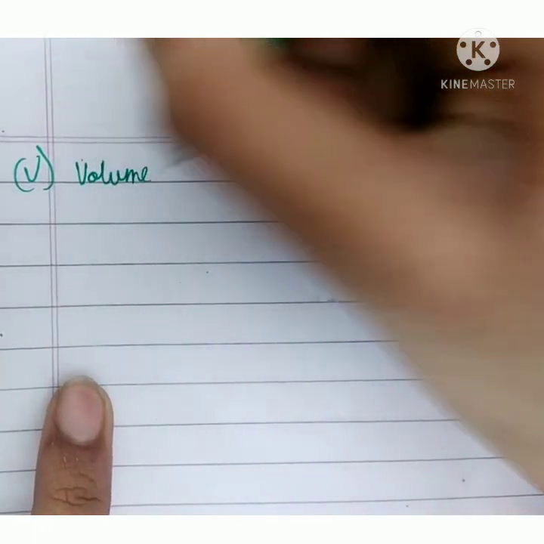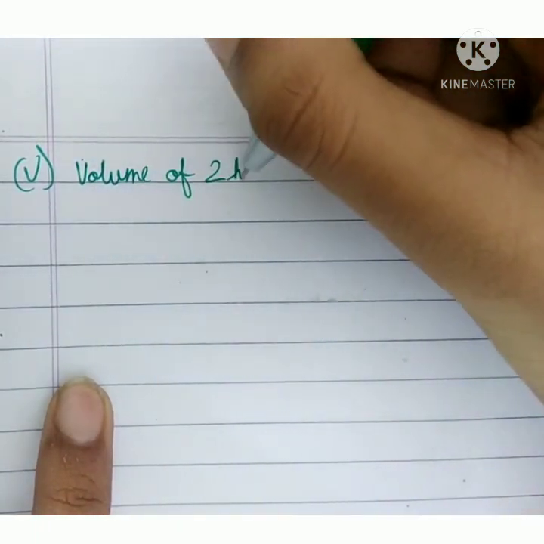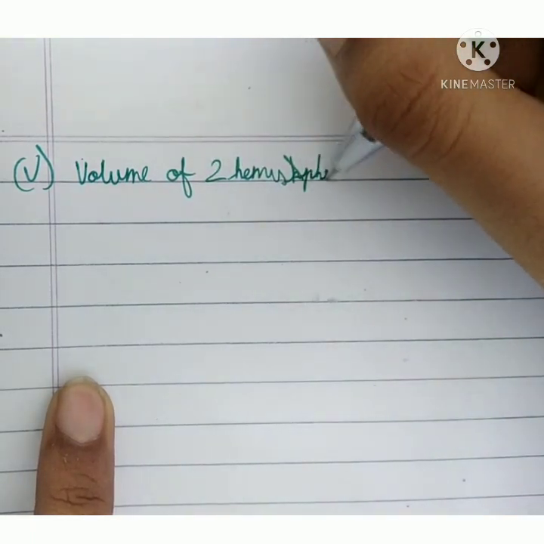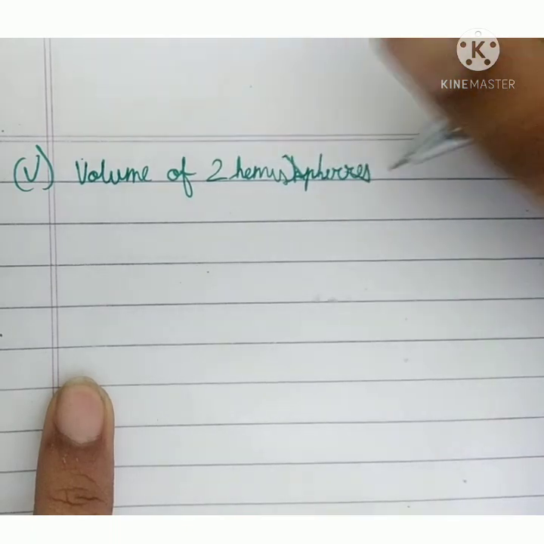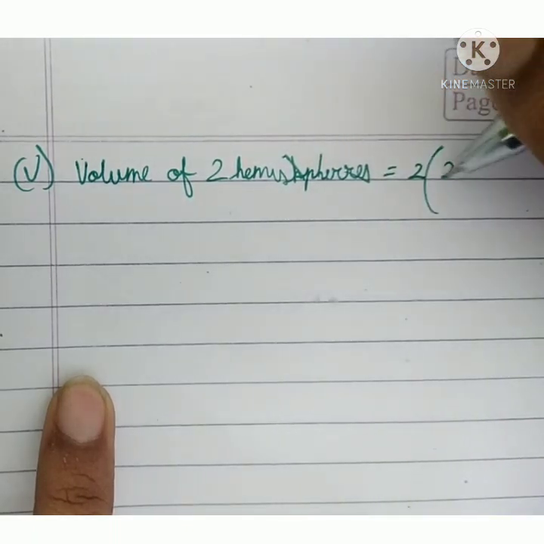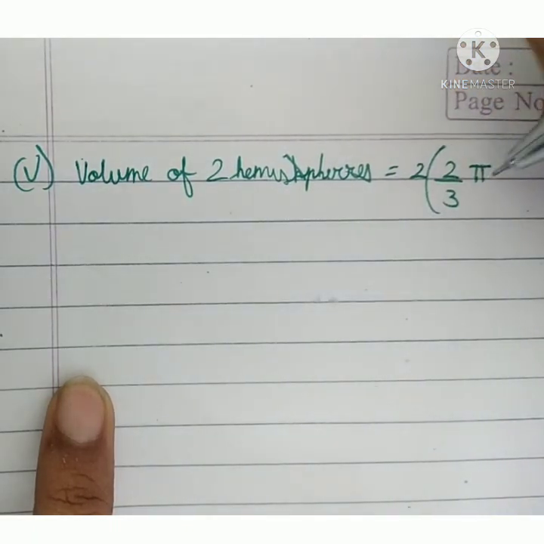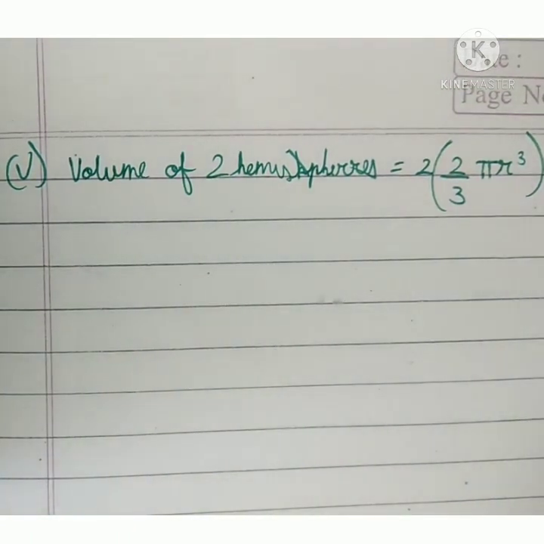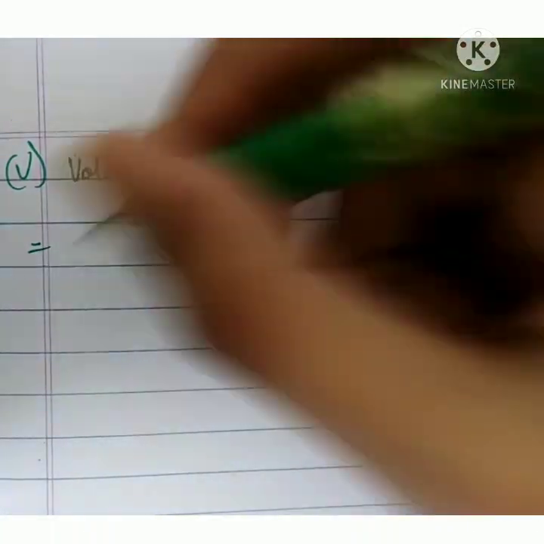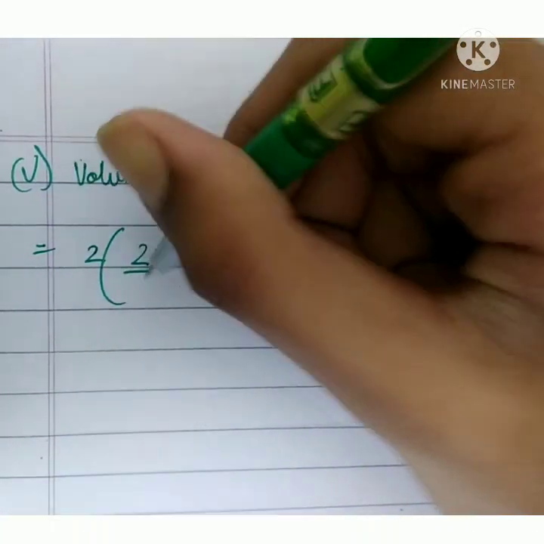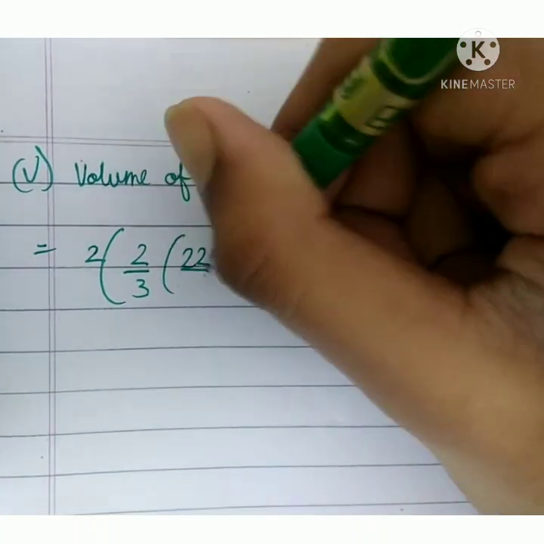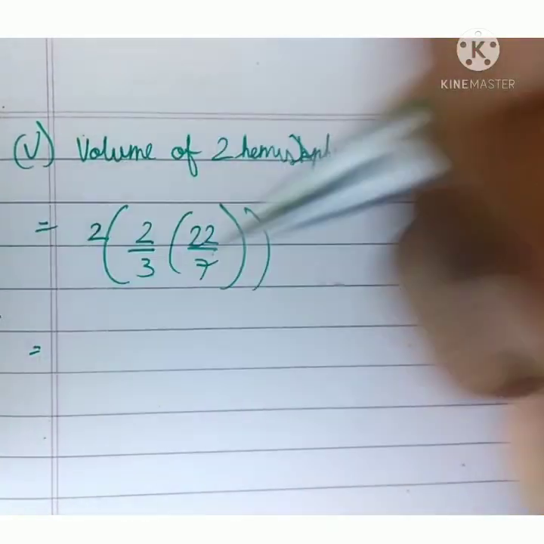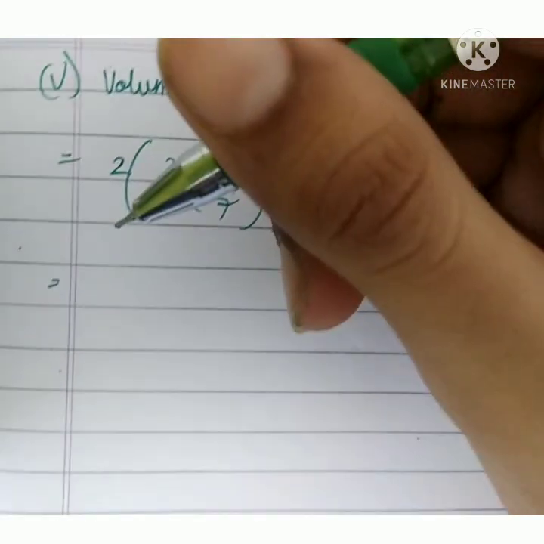volume of two hemispheres is equal to 2 multiplied by 2 by 3 pi r cube. Now the radius is given to be 1, so it's pretty simple. One cube is 1 only, so I'm not writing it. Let's see if anything can be cut.